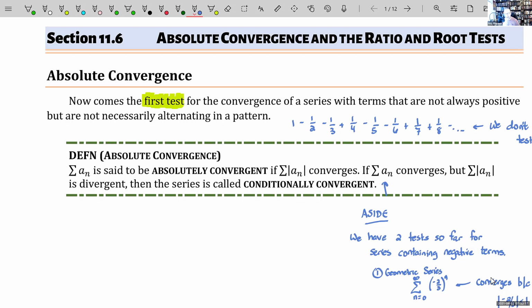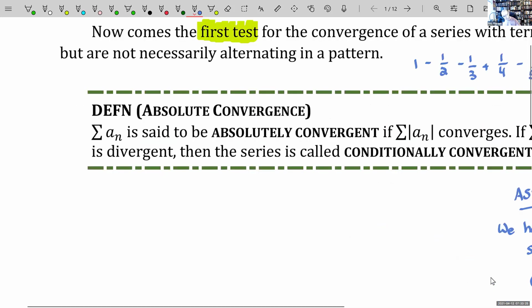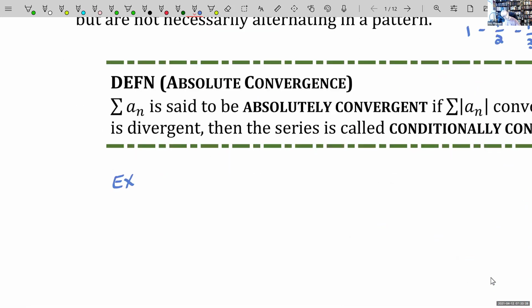Do I have an example offhand? Okay. For example, the summation of -1 to the nth over n. That's the alternating harmonic series. I have to start at 1 here. We know the alternating harmonic series is convergent. We actually proved that when we were in the alternating series test. That was one of our first examples. So we know this series converges.